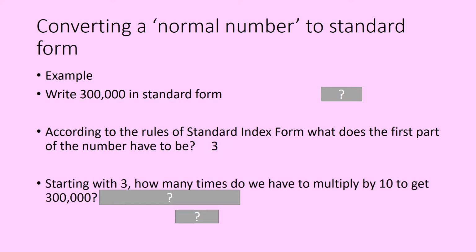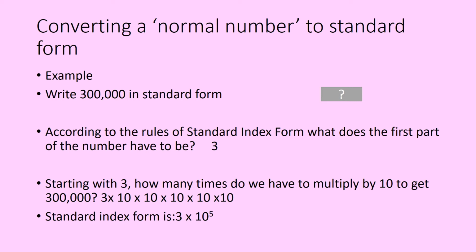Next, starting with 3, how many times do we have to multiply by 10 to get to 300,000? Well, let's do the whole working out. We would need to do 3 times 10 times 10 times 10 times 10 and times 10 again. So to get that final exponent term, we would have standard index form as 3 times 10 to the power of 5. So writing 300,000 in standard index form is 3 times 10 to the power of 5. First of all, we got our digit term, that 3, because it was between 1 and 10. Then we worked out our exponent term, and that happened to be 10 to the power of 5.